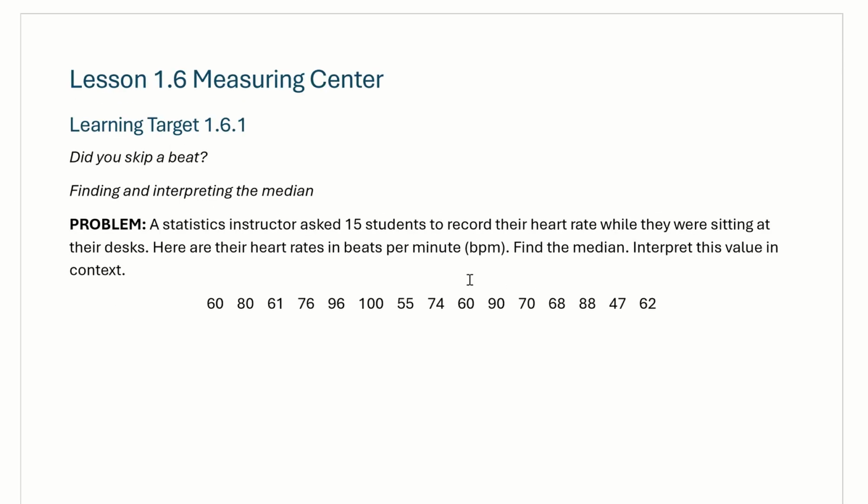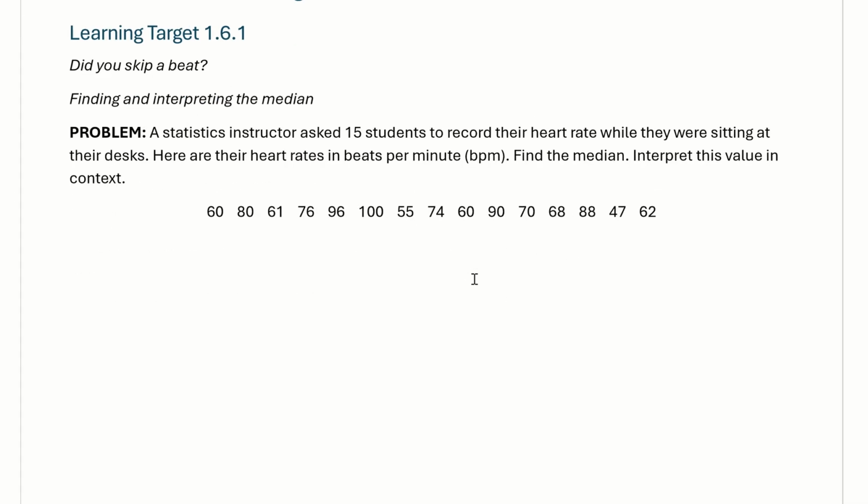Okay, so we got less than 1.6 measuring the center. So now we're at 1.6, then we got 1.7, 1.8. Here, 1.6, some of the stuff in 1.6 is easy. Some of it takes more work. Here it says you just want to find the median and interpret. So we can get to this one really quick.